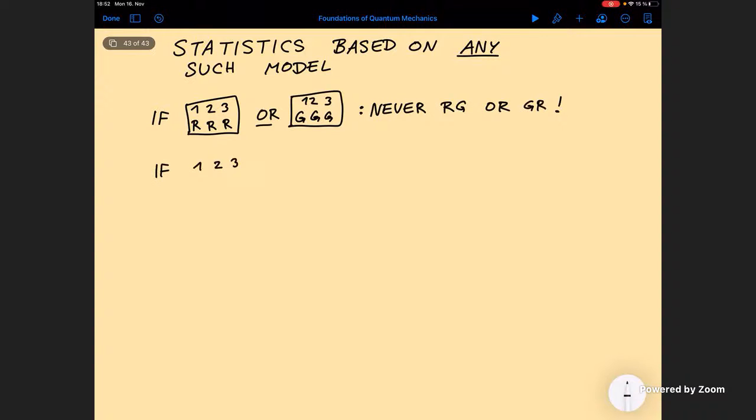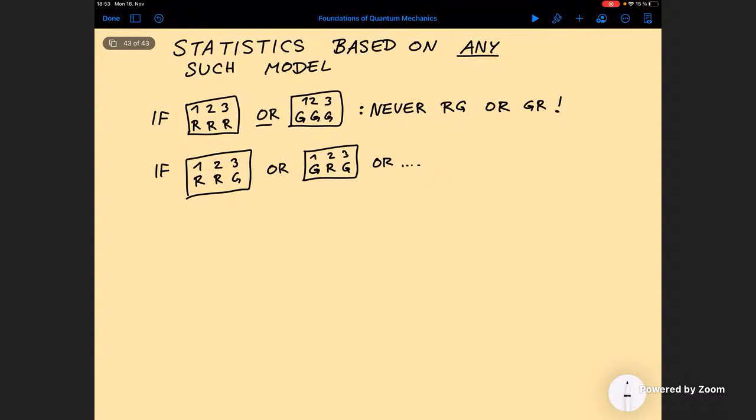So 1, 2, 3, RRG, that's one of those. And there are, of course, many, many more. GRG is another possibility, and so on. So all of these tables, obviously, have 2 colors of one sort and 1 color of the other sort. It cannot be otherwise. You just have 3 slots and there are only 2 colors, so it's always of the type 2 colors of one sort, 1 color of the other sort.